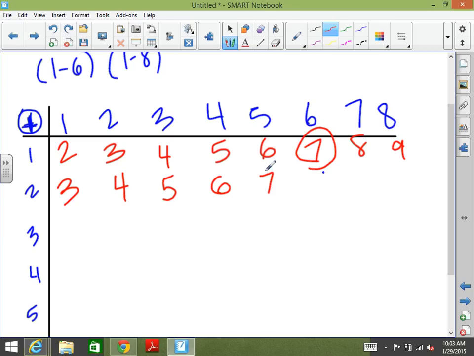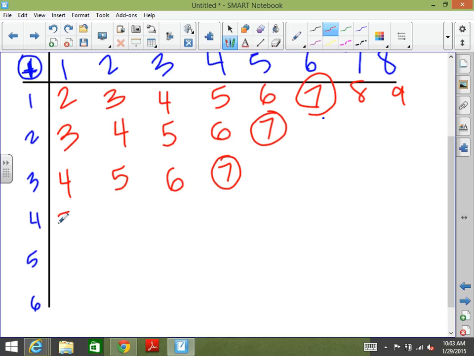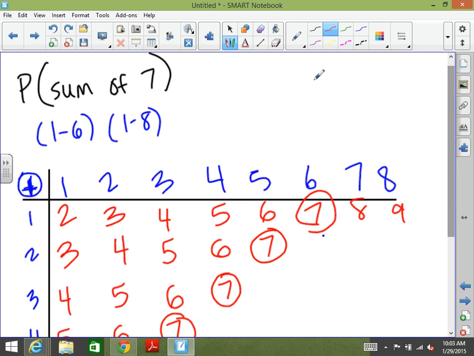Can we stop? Yes. Next, 3 and 1, 3 and 2, 3 and 3, 4 and 3. Can we stop? Okay, next row, 4 and 1, 4 and 2, 4 and 3. Can we stop? Okay, 5 and 1, 5 and 2. Can we stop? 6 and 1. Can I stop? Okay, there's all your sevens. How many? We got 6.